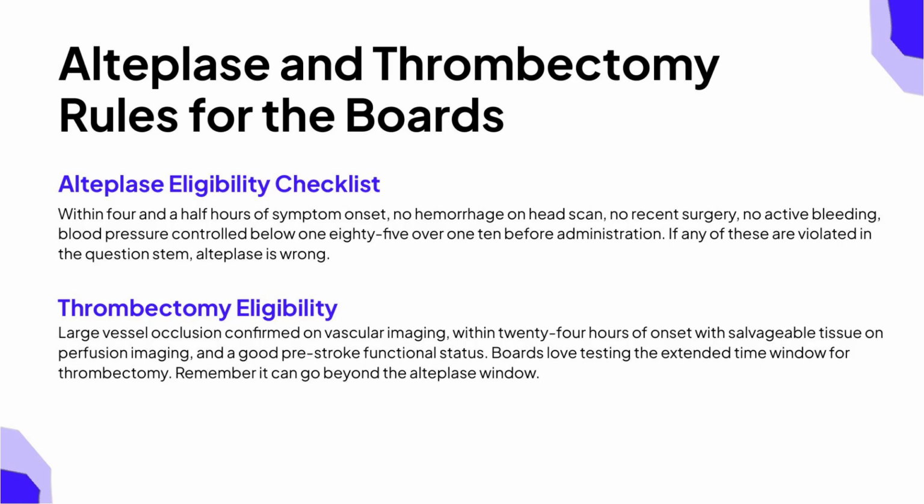This slide is your cheat sheet for the two biggest treatment decisions in stroke. For Alteplase, you need all of these. Within 4.5 hours, no blood on the head scan, no recent surgery, no active bleeding, and blood pressure controlled below 185/110. If any single one of these is violated in the question stem, Alteplase is the wrong answer.